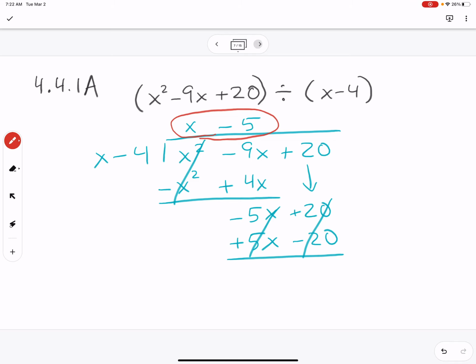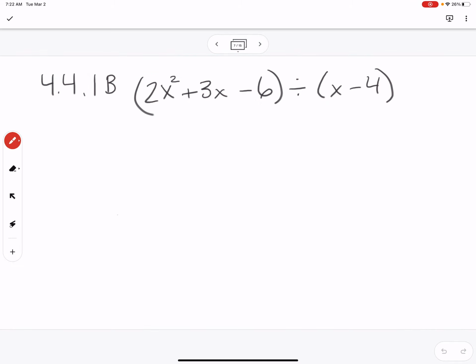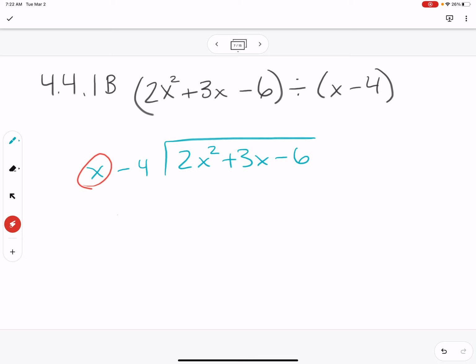All right, now what if it doesn't work out nice and pretty? Let's look at an example like that. Let's say now I'm going to set up my problem. I'm going to have this x minus 4 out front. And again, we're going to go through this process. So x times what will give me 2x squared? X times 2x will give me 2x squared. So now I'm going to multiply both of these by that 2x.